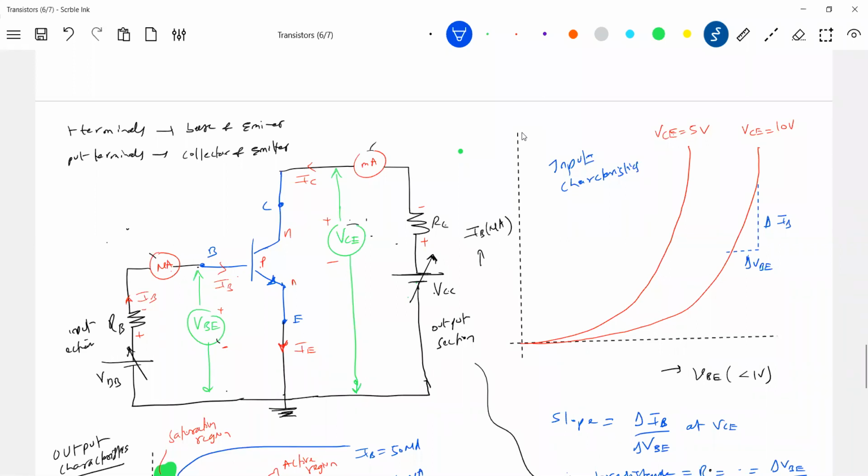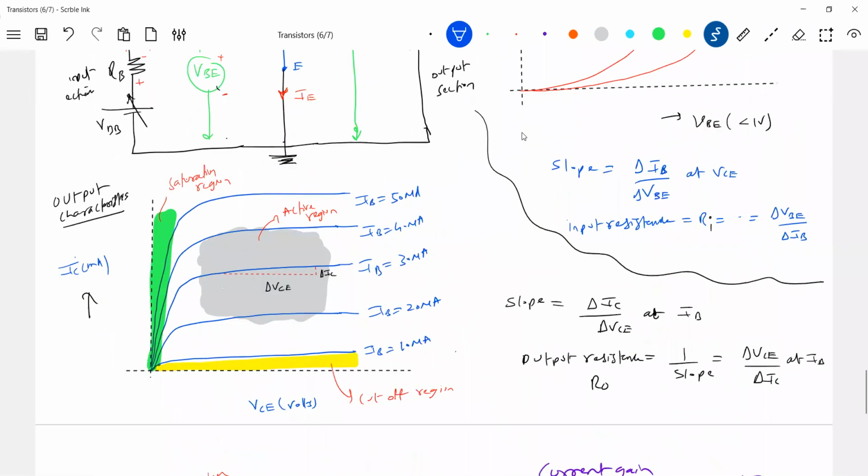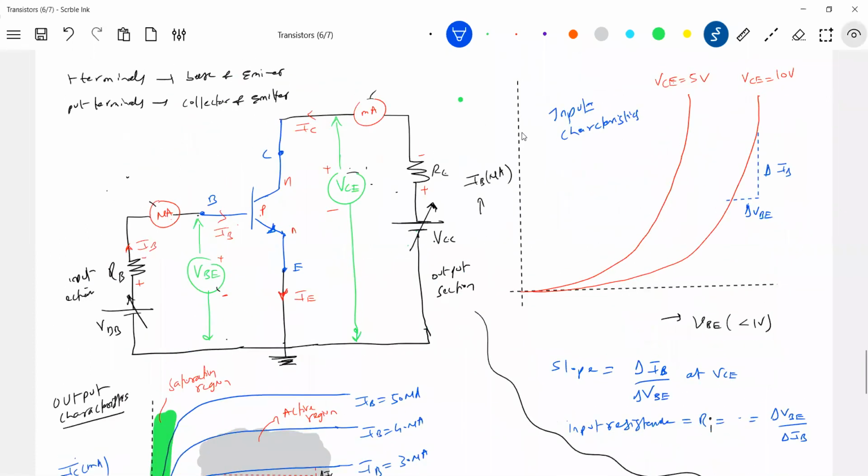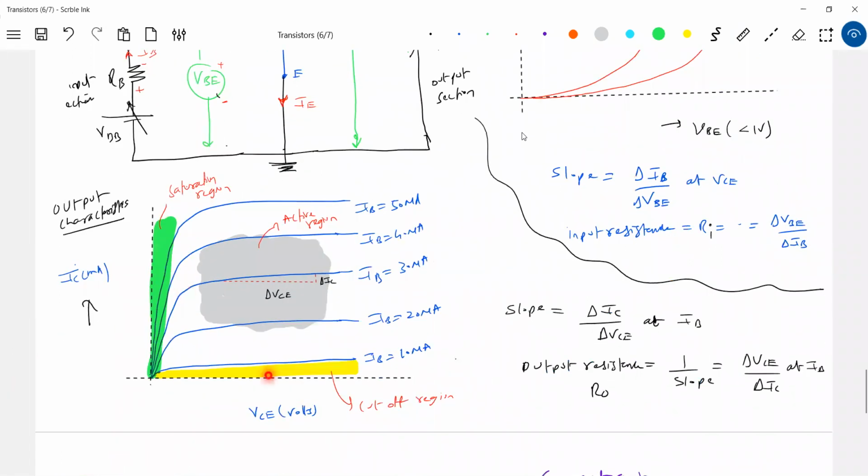Just now we learned about the transistor. Now if I want to use it as a switch, you should adjust the values in such a way that you can bring it into either saturation or cutoff. Then it becomes an on-off switch. If you want to use it as an amplifier, operate in this region. Got this?